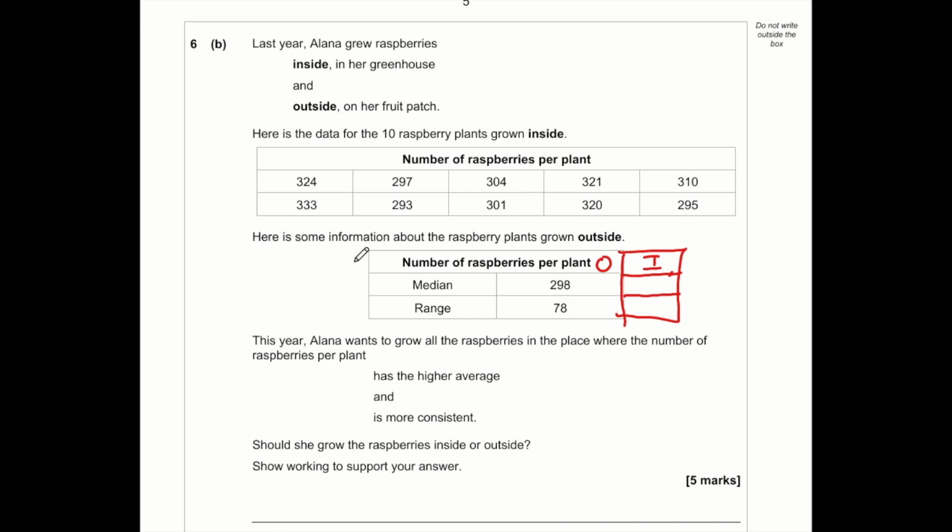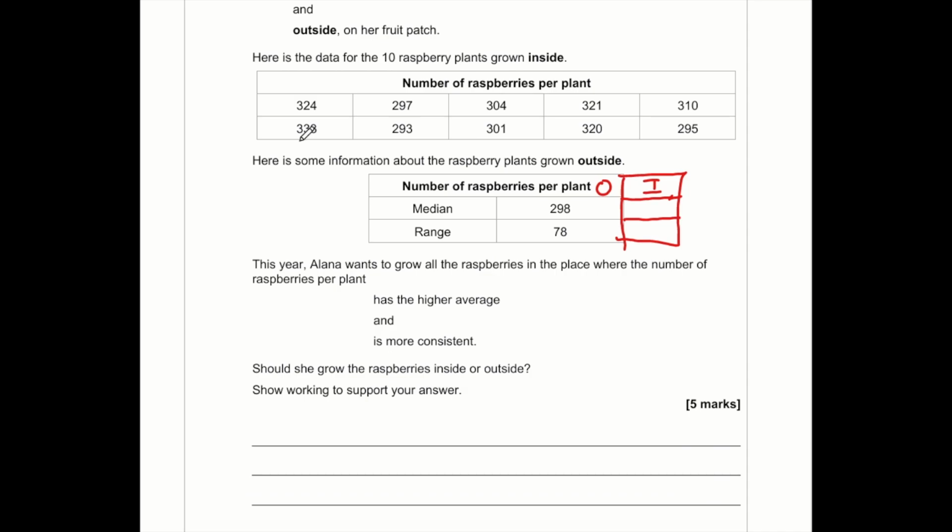As soon as I saw this, I didn't read the question properly. I see here the higher average, so I instantly worked out the mean by adding them all up and dividing by 10. But we don't want the mean because we want to compare like for like. We're not going to compare the median to the mean. We're going to compare the median to the median of this data here. So the median is the middle value, but it's the middle once they are in order. So first of all, let's put these in order.